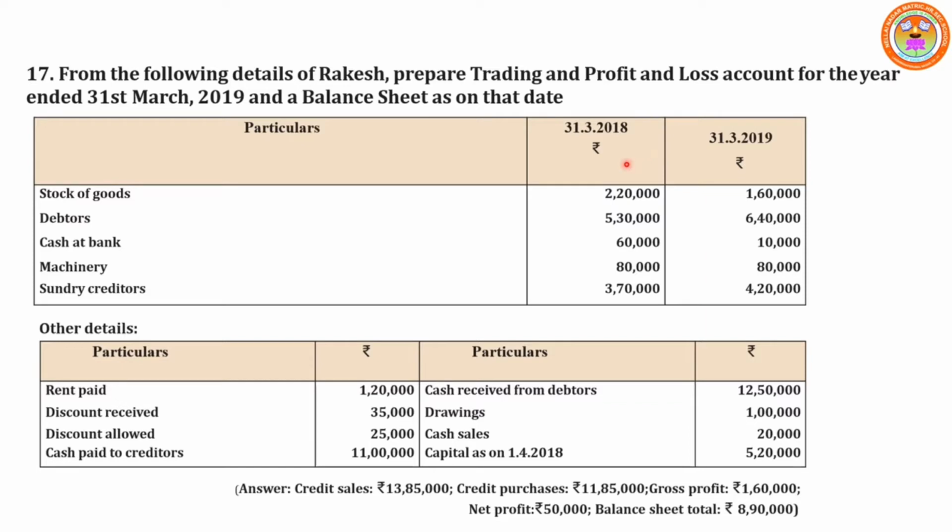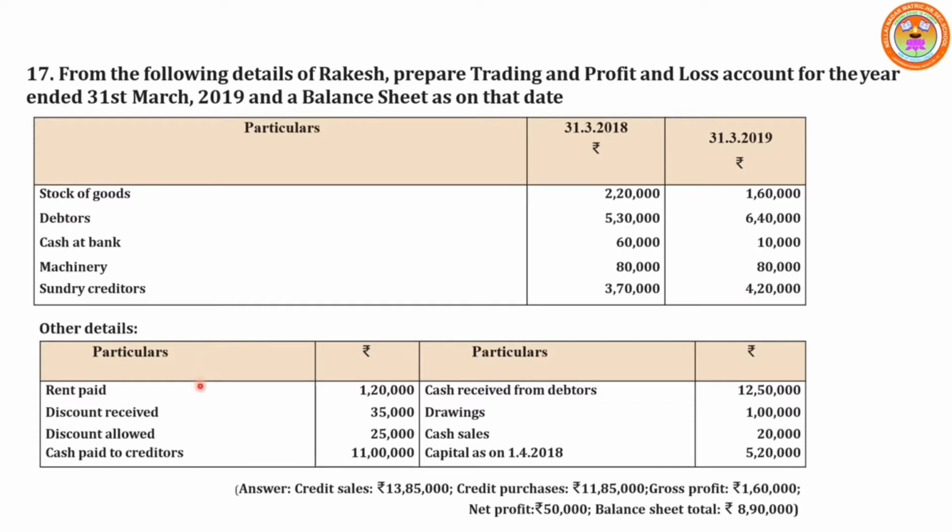We have already discussed 31/3/2018. Previous year closing balance will be the next year opening balance. So this date's details denote April 1st, 2018. Year beginning and year end assets and liabilities values are given.